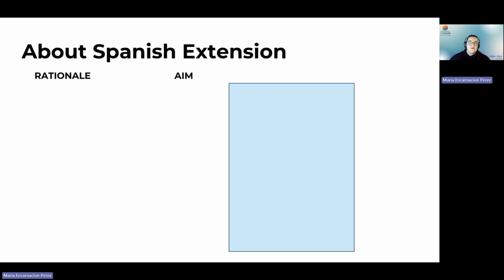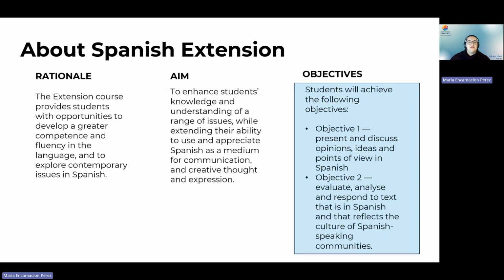The objectives of the course are two. The first is to present and discuss opinions, ideas, and points of view in Spanish. And the second is to evaluate, analyze, and respond to texts that are in Spanish, and reflect the culture of Spanish-speaking communities.